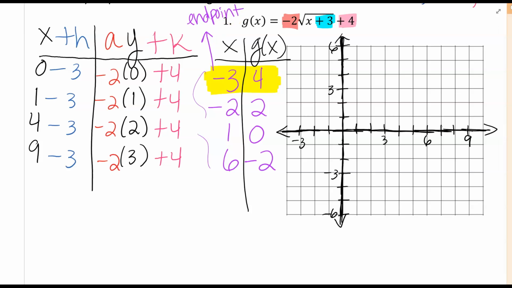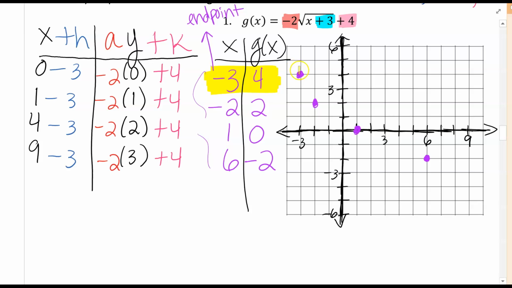And then the rest of them you just graph on, but when you curve it, you're going to curve on the opposite side of the end point, okay? So -3, 4: -3 means left 3 and then up 4. The -2, 2 means left 2, up 2. And then 1, 0, I'm going to go right 1 and stay at 0. And then 6, -2, I'm going to go right 6 and down 2.